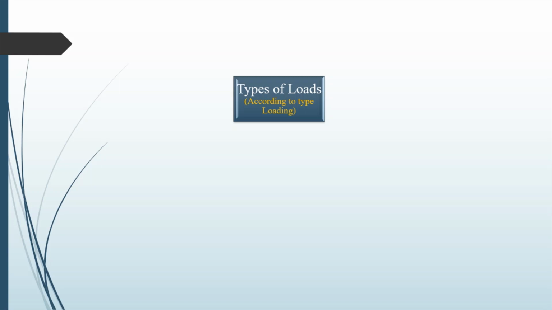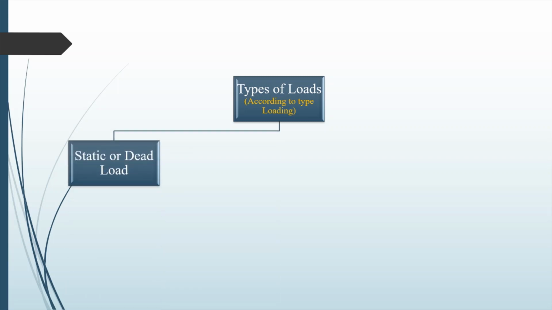Now we'll see the next part. Before going to stress, we'll see the types of loads. For better understanding of stress, we'll cover this part, types of loads. According to the type of loading, there are 4 types. First is static or dead load. When a body is acted upon by a stationary force or constant force throughout the loading time, such a load is called static load or dead load.